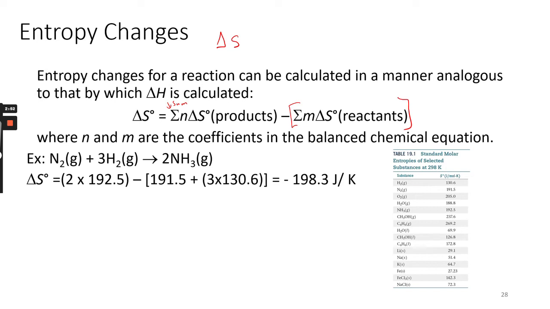So let's do this example for ammonia. You look at your products. I have 2 moles of NH3. Find NH3 in your table here, and its entropy is 192.5. So you do 2 times that. Minus your reactants. Here are your reactants. You have 1 mole of nitrogen. So you find nitrogen here, which is 191.5. So notice the brackets around all of my reactants. I'm going to sum up all of my reactants, but then I end up subtracting them. Plus 3 times the entropy for hydrogen. So when I sum all that up, I get negative 198.3 joules per Kelvin.